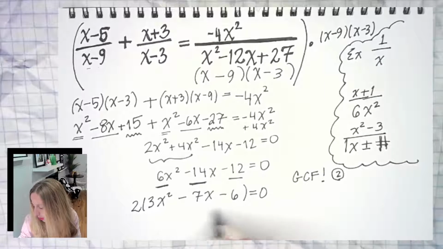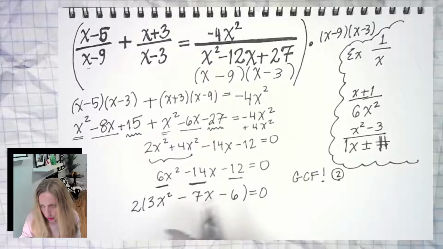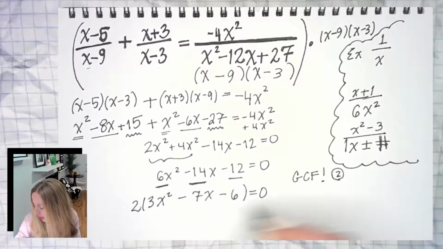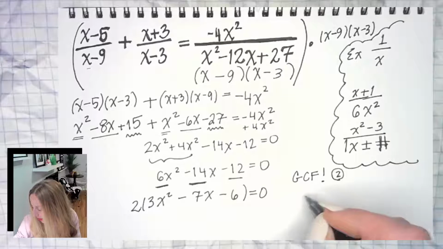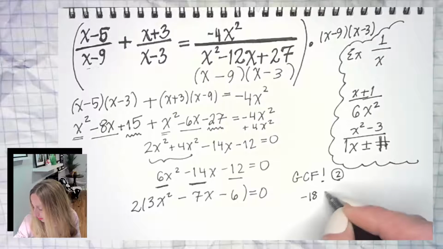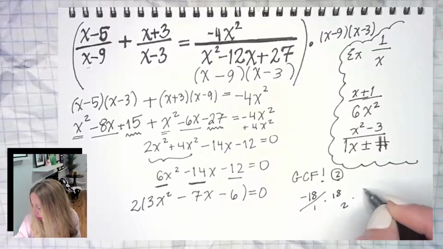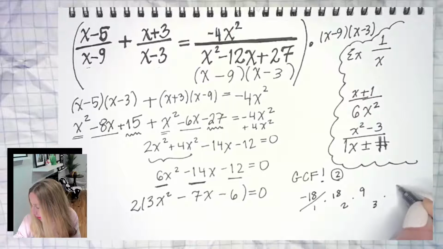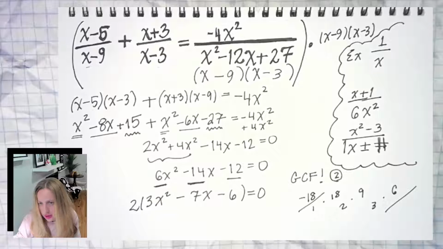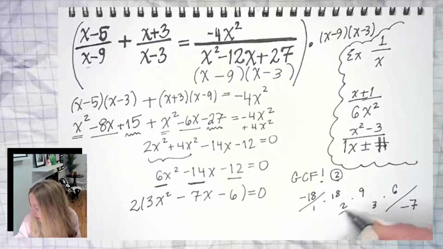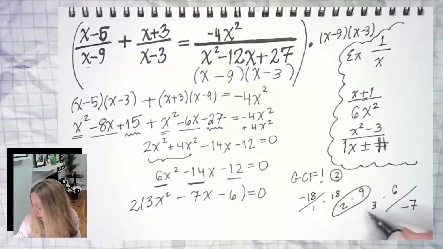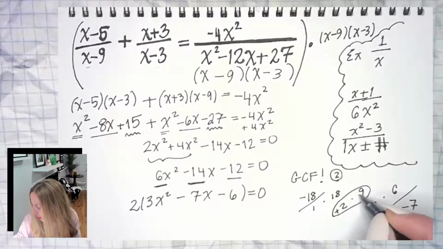Now I could try a little bit more legit and more graspable AC method. So 3 times negative 6 and we get negative 18. 1 and 18, 2 and 9, 3 and 6. But I need these numbers to add or subtract to give me negative 7. So looks like these two would be pretty good. So that would be a positive 2 and negative 9.